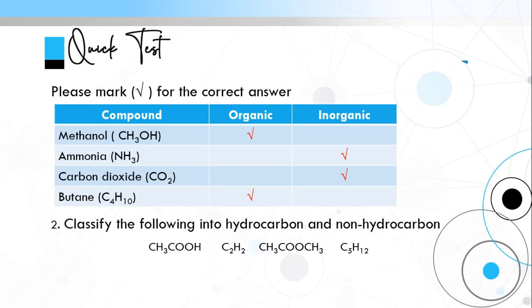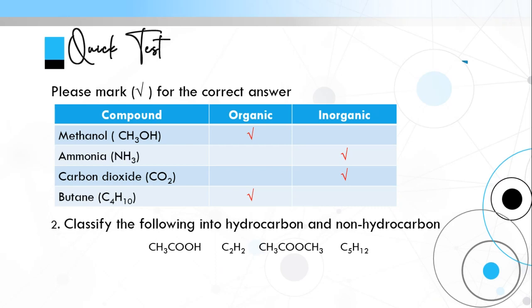Ammonia is inorganic. If you see from the formula, ammonia does not contain any carbon at all. Carbon dioxide is also inorganic. If you see from the previous slide, oxides of carbon are inorganic compounds. And the last one, butane, is organic. If you see from the formula, it only contains carbon and hydrogen, so this is a hydrocarbon. So it's organic. It's quite easy.